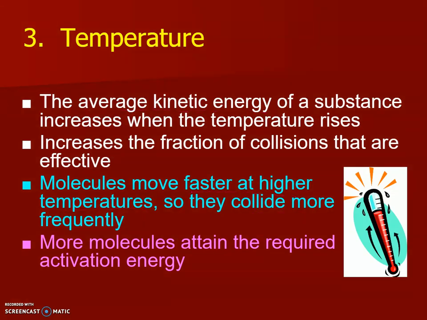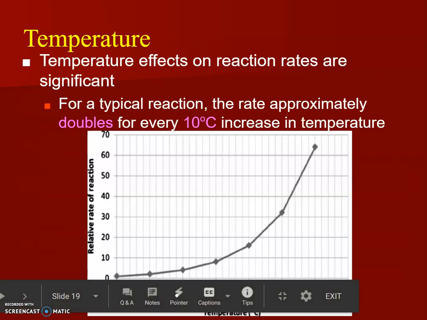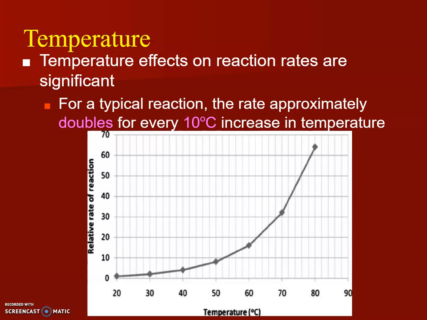What will spoil faster? Milk that's in the refrigerator or milk left out in the sun? Obviously, the milk left out in the sun because those particles are going to be moving faster. Temperature has such a significant effect on reaction rates that typically the rate approximately doubles for every 10 degrees. So that's going to go up exponentially.